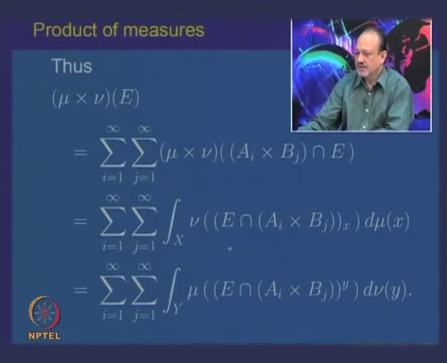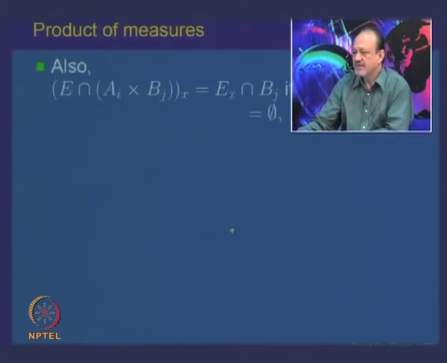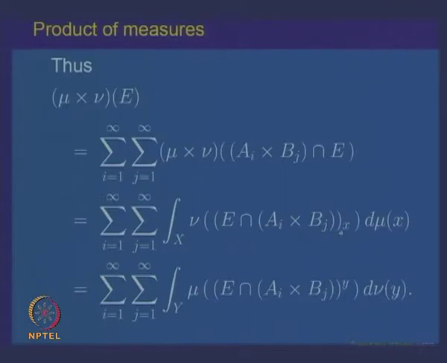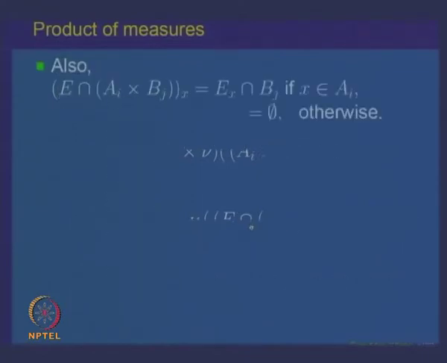And now, using the fact that if you look at the section of E intersection A_i cross B_j at x, this section is nothing but the section of E at x intersected with B_j. So, this is a small observation: you look at set E and take its piece inside the rectangle A_i cross B_j and take its section. So, this section is going to be equal to the section of E intersection B_j, of course, if x belongs to A_i, and if x does not belong to A_i, then there is not going to be any intersection. So, this is going to be the empty set. So, this is the observation, and that observation can be used in this part, that if x does not belong to A_i, then this thing is going to be 0.